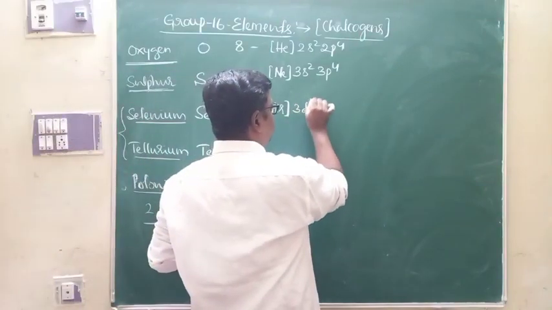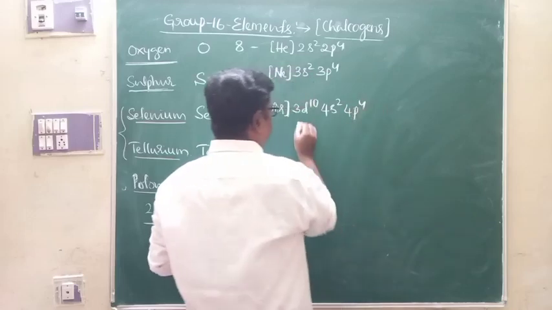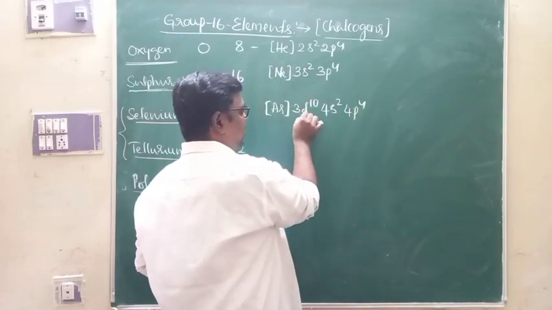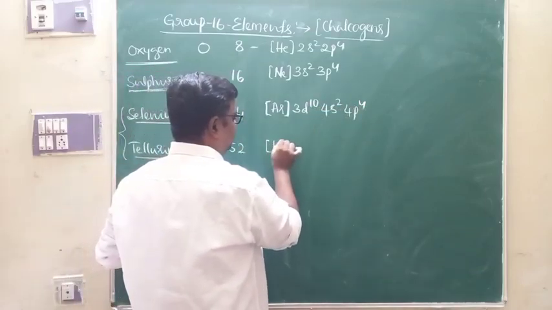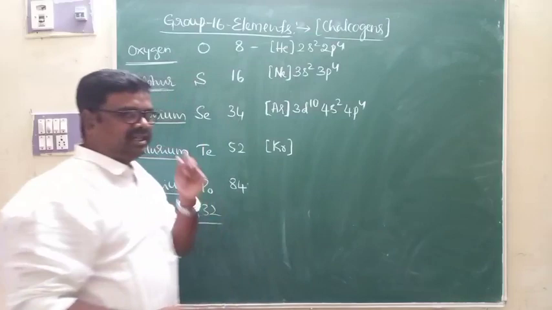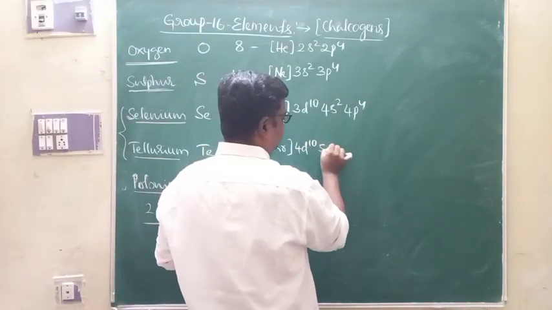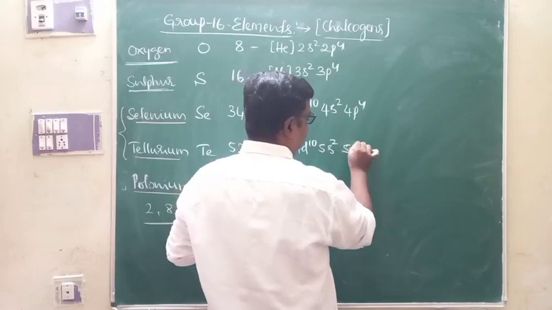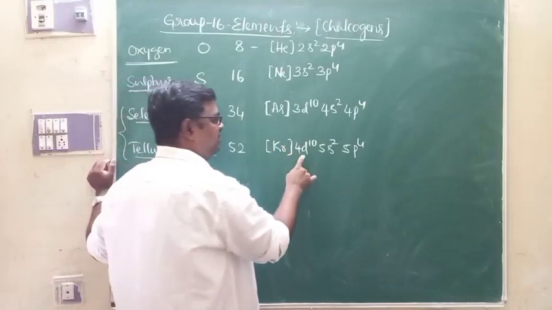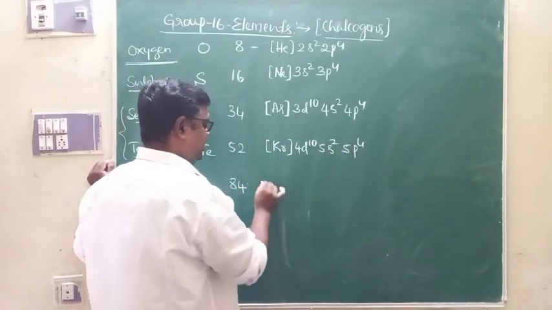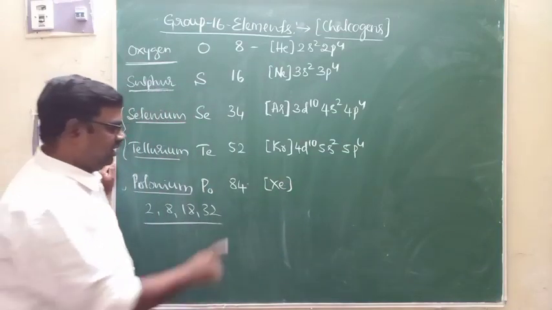Then it is 3d10, then 4s2 and of course 4p4. Look at this, 18 plus 10, 28. 28 plus 6, 34. And here it is krypton, which accounts for 36 electrons. Then it is 4d10, then 5s2, then 5p4. This is the electronic configuration, 36 plus 10, 46, 48 and 52. Then it is xenon, which accounts for 54 electrons.